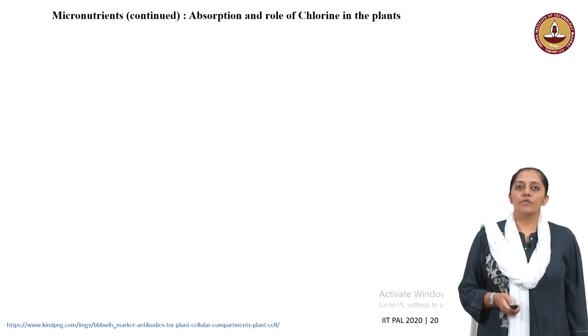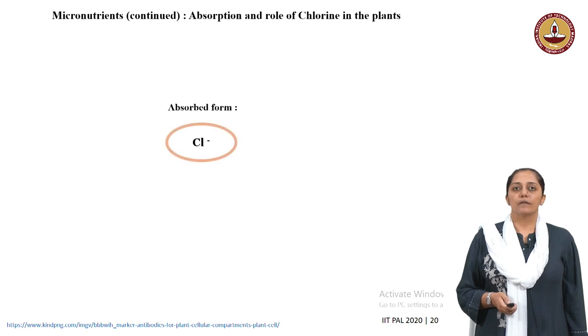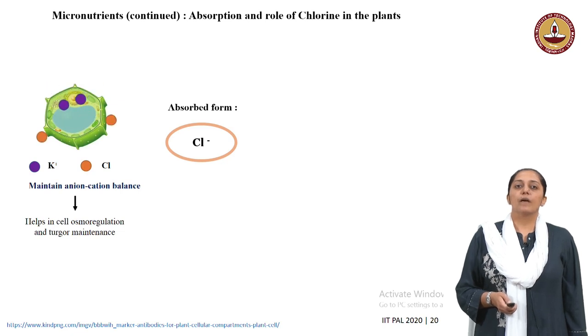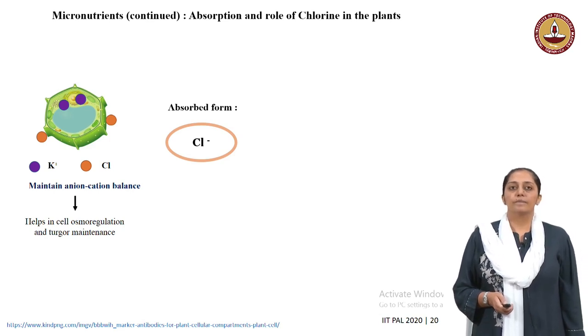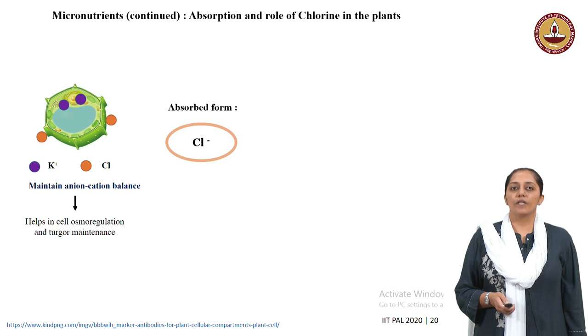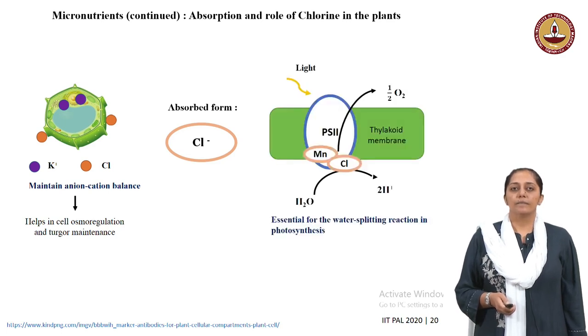Now, how is chlorine absorbed and what role does it play in the plant? Chlorine is absorbed in the form of chloride ions, where along with potassium, chloride ions also help in maintaining the anion cation balance by the efflux and influx. It helps in cell osmoregulation and maintaining the turgor. Along with manganese, it is essential for the water splitting reaction in the presence of light during the light reactions of photosynthesis.